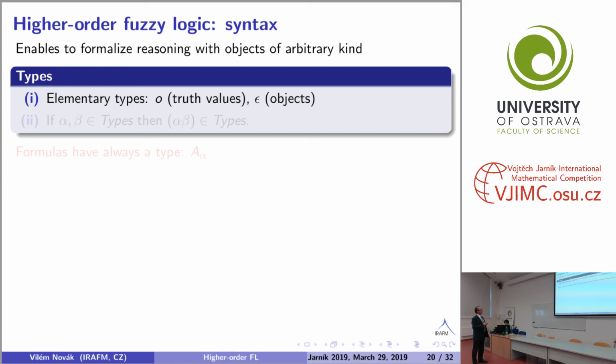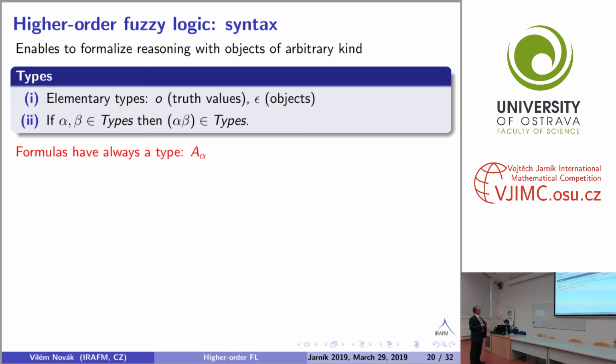The essential concept is the concept of type. The type you should understand as a sort of subscript or index which characterizes the kind of objects. So we have two elementary types, the truth values, this is Greek omicron, and epsilon objects. And then we form from them iteratively types of higher order. You will understand surely what it means.